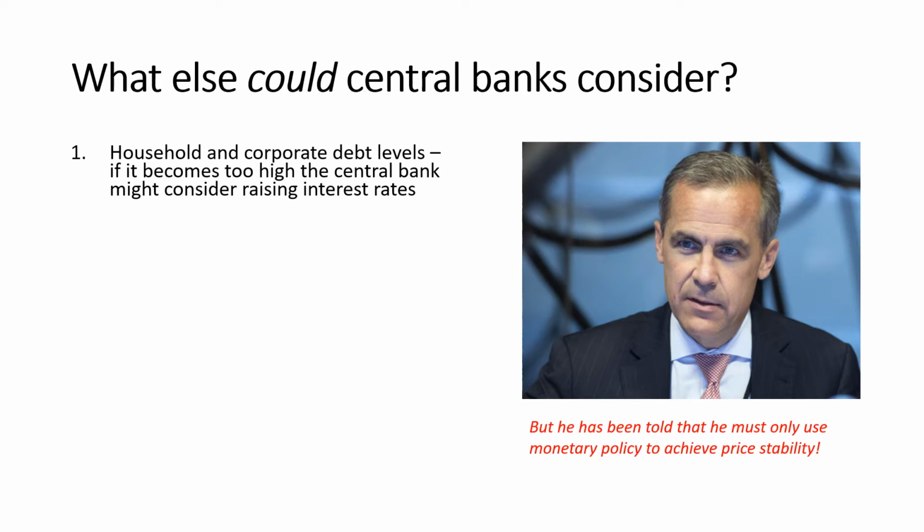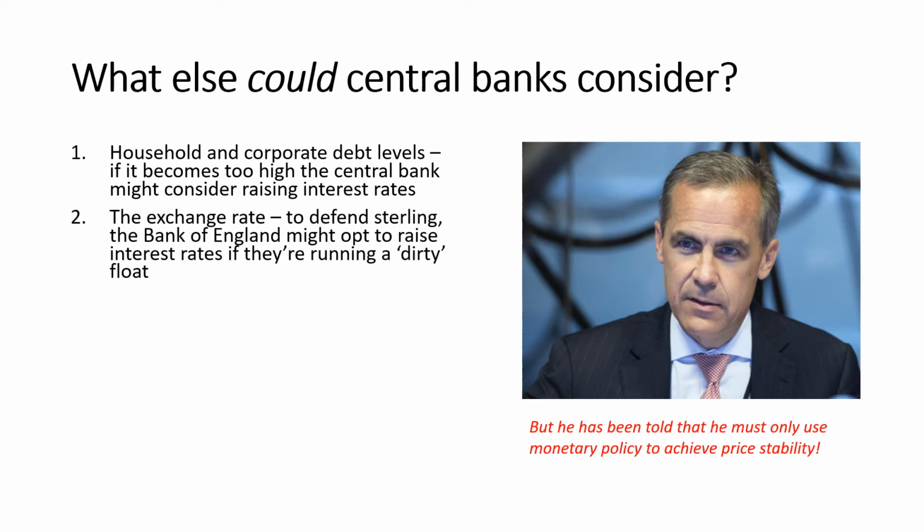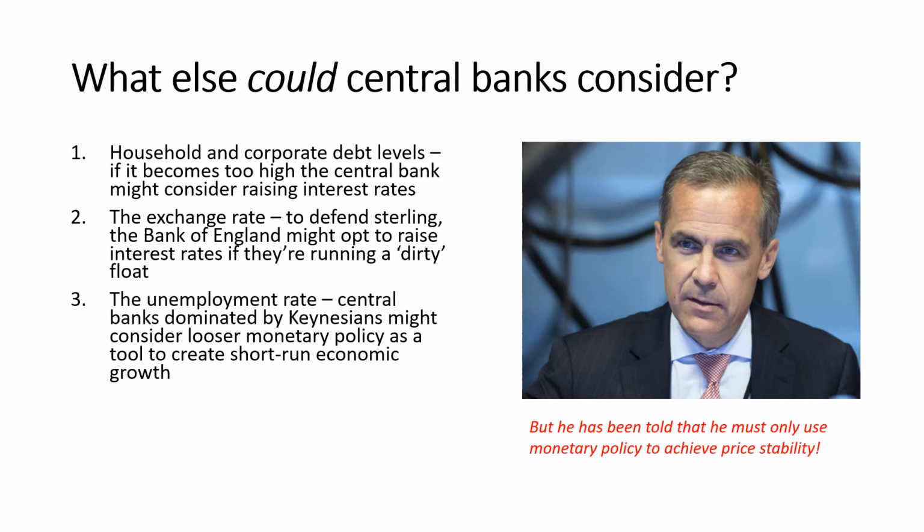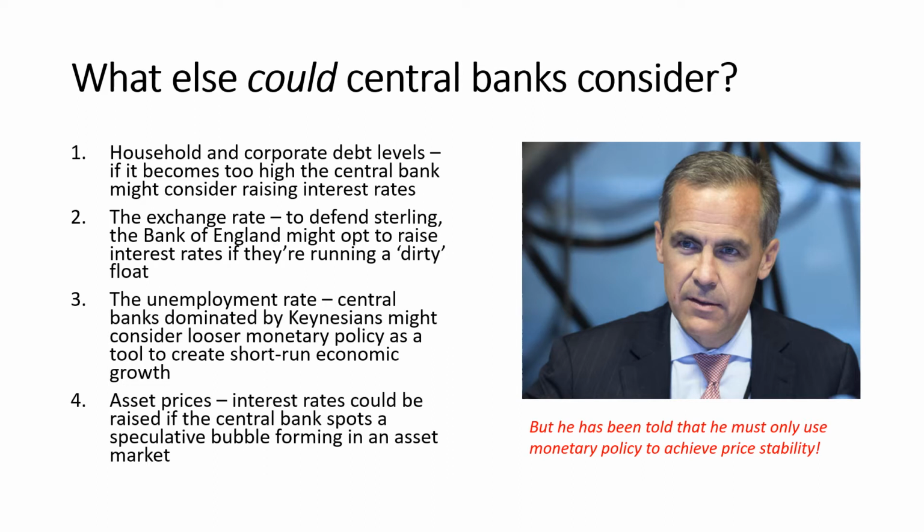Again, this is just some recapping really. What else could central banks consider when setting monetary policy apart from the rate of inflation? Well, I guess they could consider debt levels. They could consider the exchange rate. They could consider the rate of unemployment, and they could also be interested in asset prices. So, for example, if they saw a bubble emerging in the housing market, the central bank could raise interest rates to try to reduce demand for housing, cooling the bubble or stopping it from inflating any further.